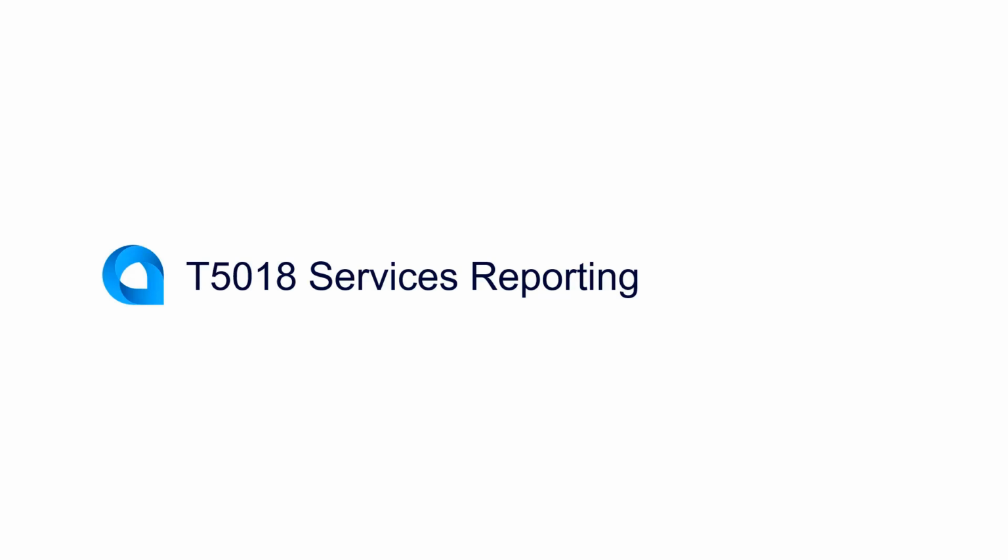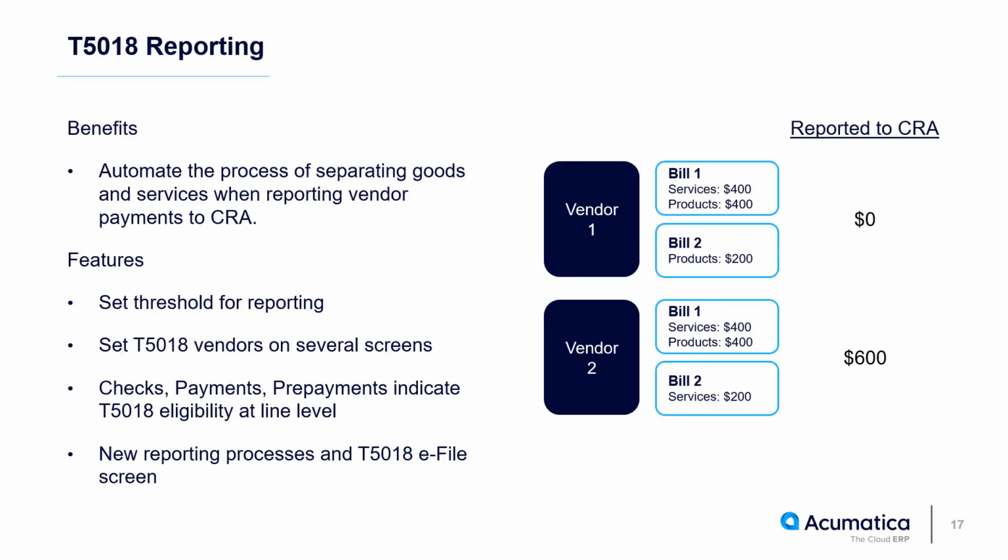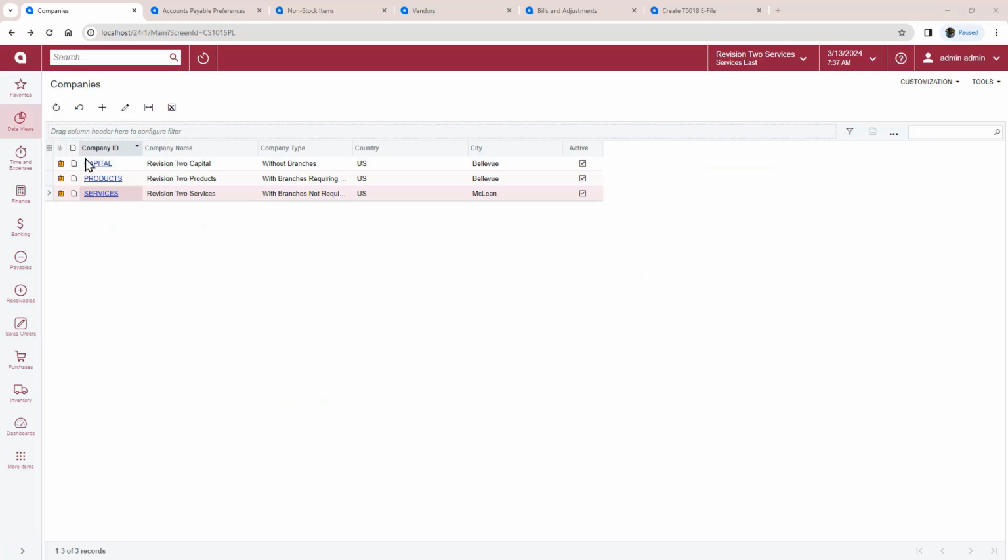T5018 Services Reporting. In addition to streamlining bank payments, we improved government reporting for Canada. The T5018 report is used by construction companies to report services revenues to the CRA for subcontractors. Previously, the system did not allow customers to automatically distinguish services and products or specify a threshold for reporting. I will demonstrate the vendor scenarios illustrated here.